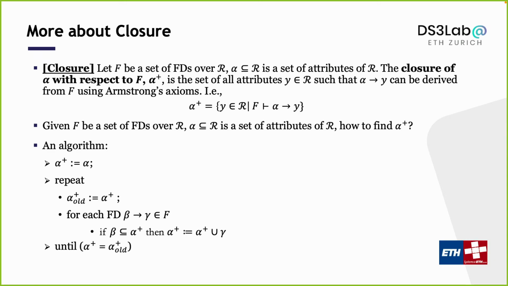Make sense? This is a very, very simple algorithm. This is a set of functional dependencies, this is a set of attributes, and the closure of the set of attributes can be found by running this very simple algorithm. It's also very easy to see why this is correct. When you go back home, try to read this algorithm, and it should be easy to prove that this algorithm gives you the closure of alpha with respect to F.